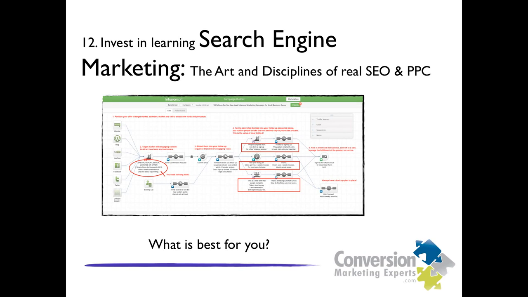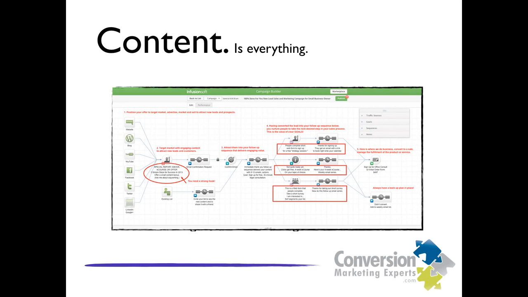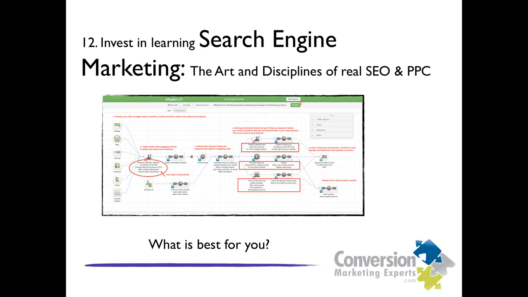Step number 12, when you're in the game of online marketing or attracting more people to your business to learn more, generate inquiries, conversations, search engine marketing is an absolute discipline you have to master. There are arts and disciplines that are tied to search engine optimization and pay-per-click advertising, and you need to know which is best for you. Content, again, tied to number 12, and everything I've talked about so far.